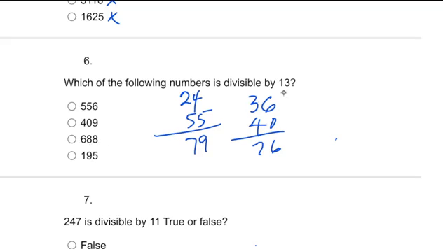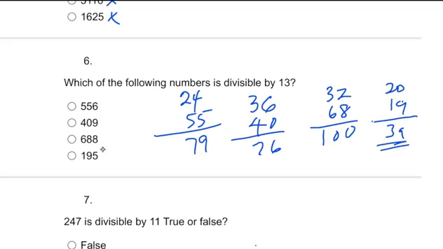So 8 times 4, 32. 32 plus 68. So this is 0. That's 100. 13 cannot be in 100. So let's check the last one. So that is 20. 20 plus 19. That is 39. So 13 can go in 39. So the answer is this. I hope this is clear, right? All right. So we'll go to the next one.